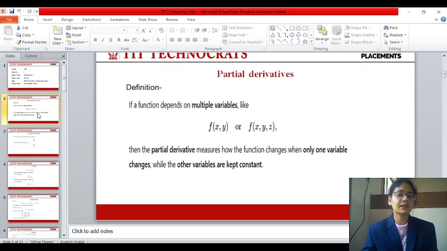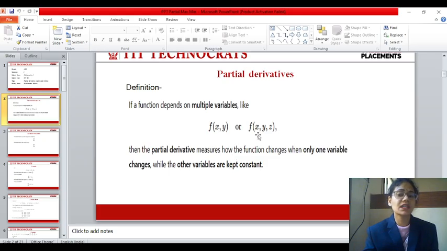Now as the name says, the name is partial derivative. Partial means we are taking derivative only with respect to one variable, and at that time the other 2 or 3, whatever are the independent variables, will be constant. So you can see here the definition: if a function depends on multiple variables like f of x comma y, here f depends on x and y, so f is a dependent variable, x and y will be independent variables. Or if f depends upon 3 variables x, y, z, f will be the dependent variable, x, y and z will be independent variables. Then we will calculate the partial derivative.